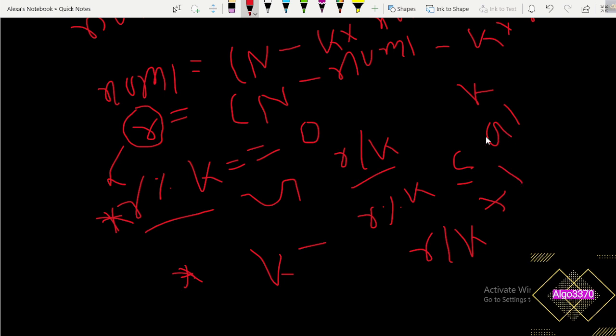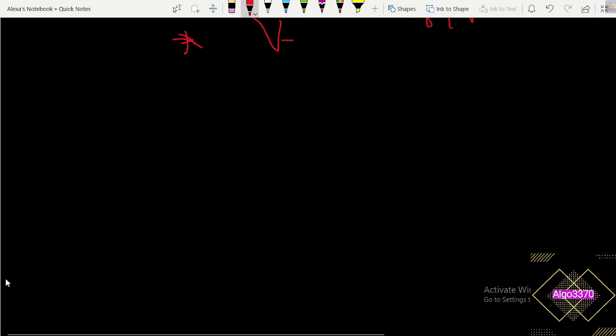Why is this solution satisfied? Let's assume 11, and our value of k will be 3. So 11 percent 3 will be 2.